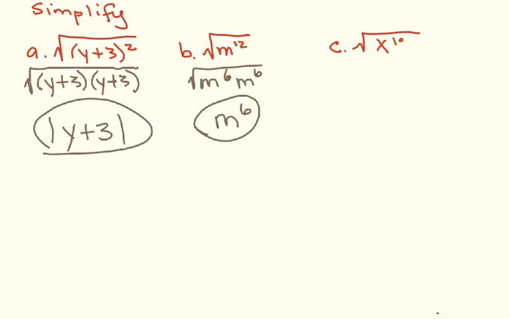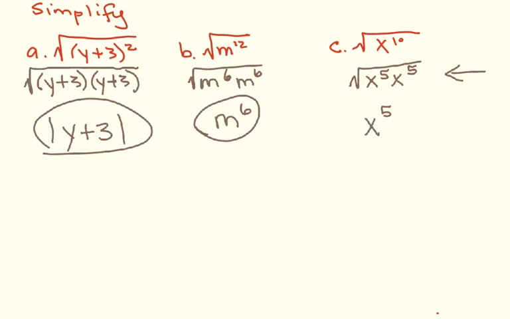Here we're taking the square root of x to the 10th, which is x to the 5th times x to the 5th. Now this step, let me be clear, you don't have to write this out. I'm just trying to show you where these come from. And that gives us x to the 5th.